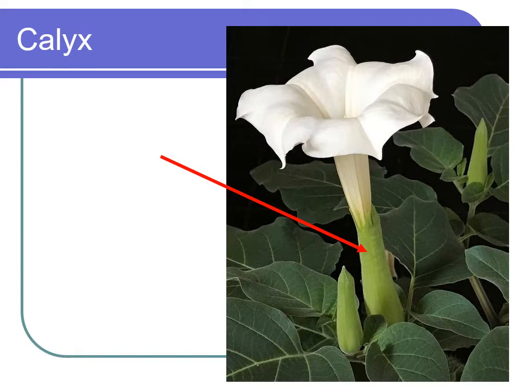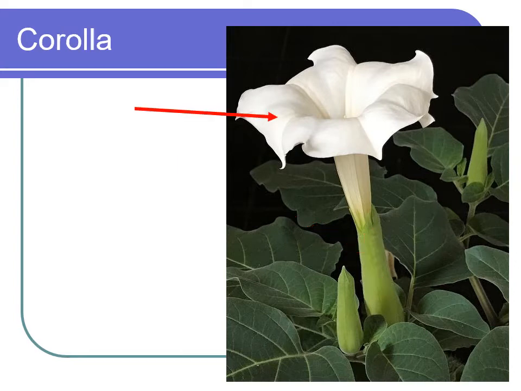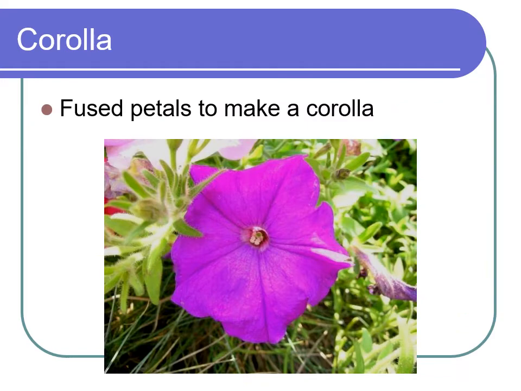Looking at calyx, this datura shows a really good example of a fused calyx. That's where the sepals have formed a singular tube where the flower emerges from. And then, of course, the corolla would be the fused petals. Another really good example of fused petals would be a petunia, right? So you can actually see the lines along which the petals have fused to form the corolla.